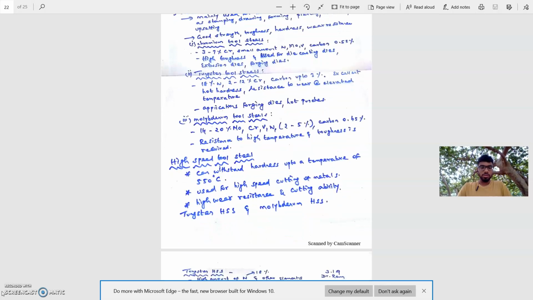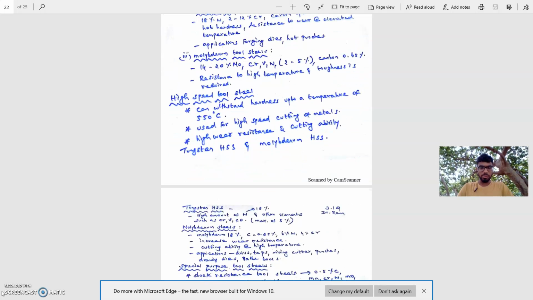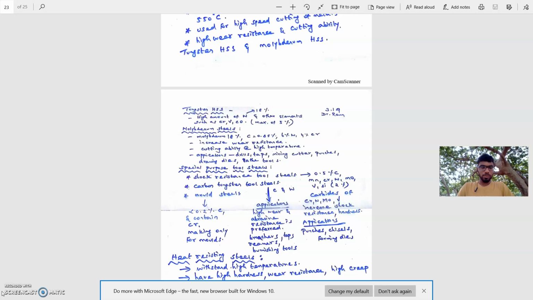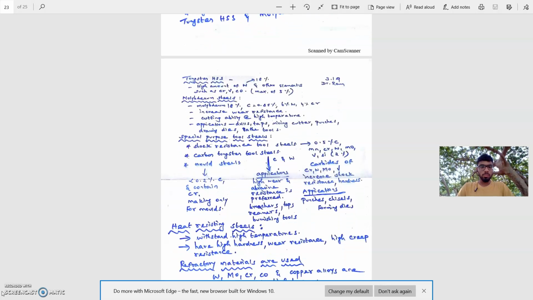High speed tool steels. They can withstand hardness up to a temperature of 550 degrees Celsius. They are used for high speed cutting of metals, with high wear resistance and cutting ability. High speed tool steels are classified into two types: tungsten HSS and molybdenum HSS. Tungsten HSS has a high amount of tungsten, 18%, and other elements such as chromium, vanadium, cobalt, maximum of 5%.